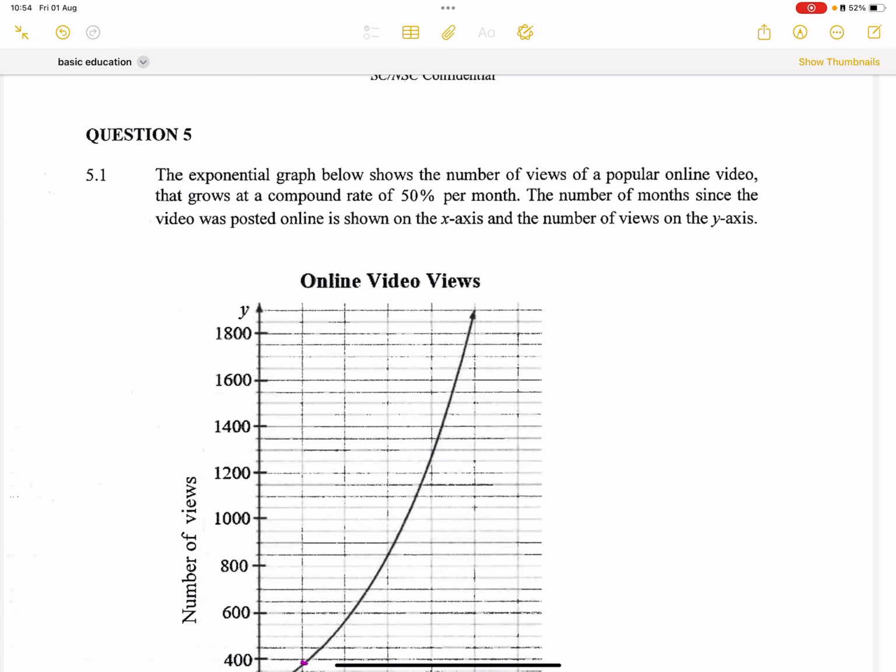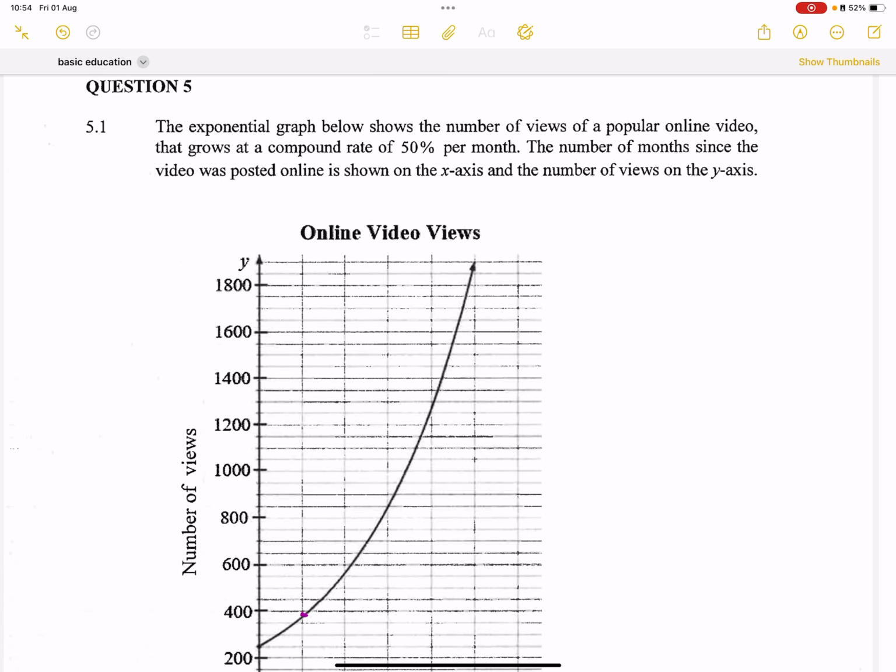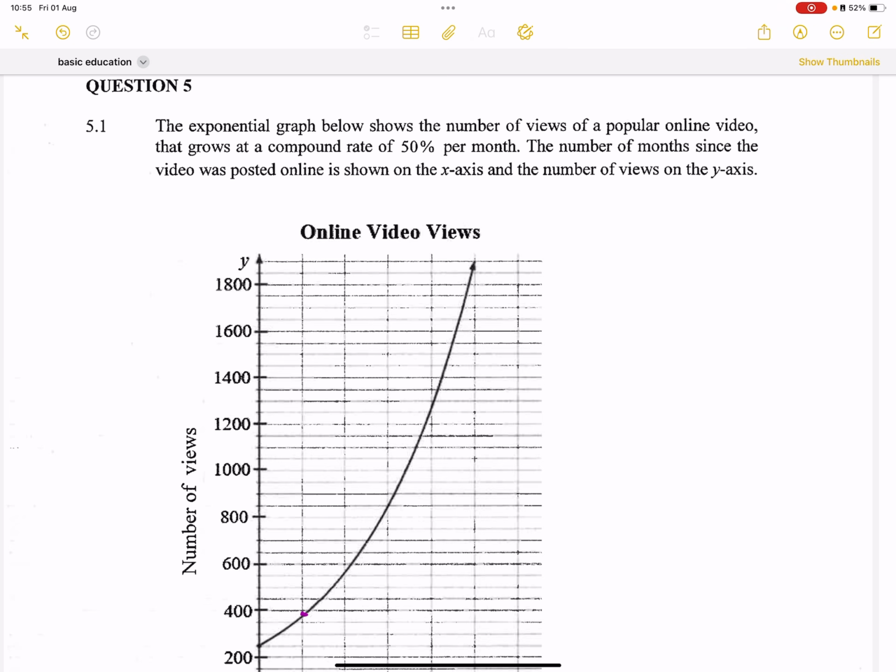All right, let's look at question 5. They say the exponential graph below shows the number of views of a popular online video that grows at a compound rate of 50% per month. The number of months since the video was posted online is shown on the x-axis and the number of views on the y-axis.